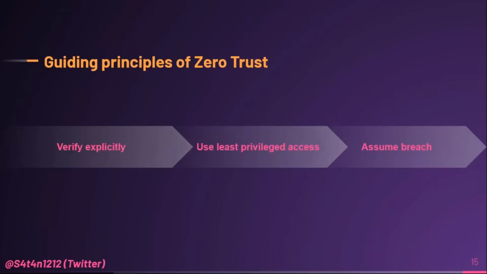Assuming breach means minimizing the blast radius for breaches and preventing lateral movement by segmenting access by network, user devices, and app awareness. Assuming breach, as we can see, is always included in corporate cyber resilience programs as well. Verify that all sessions are encrypted end to end, and use analytics to get visibility, drive threat protection, and improve defenses.